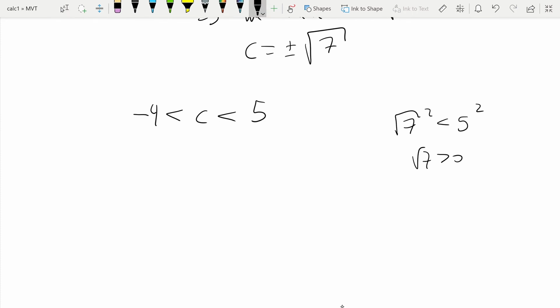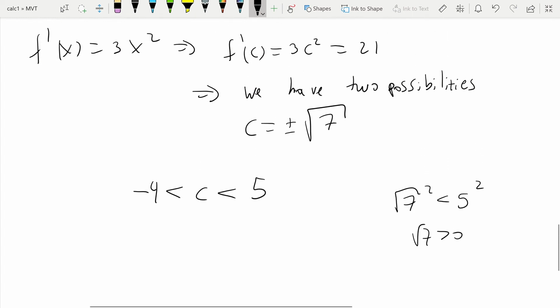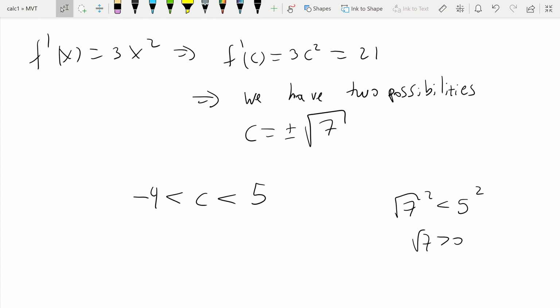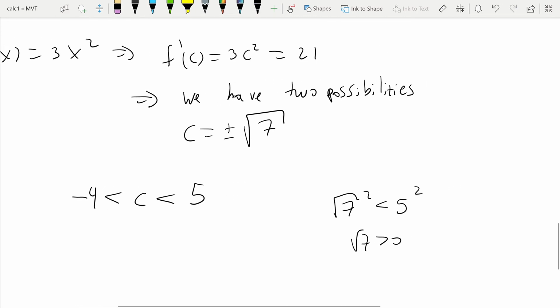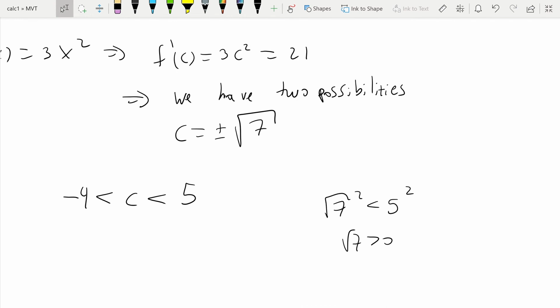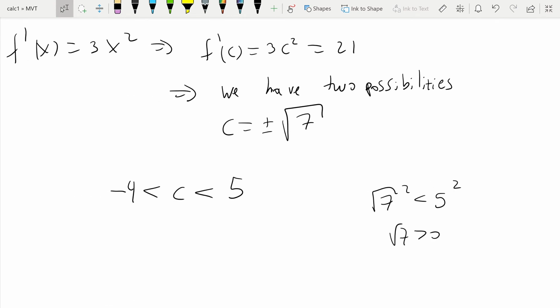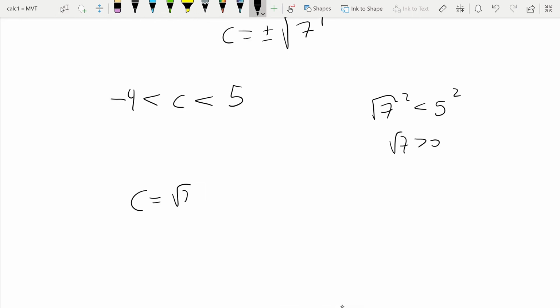The square root of 7 just squared gives you 7. Well, 5 squared gives you 25. So that means that what's inside the square root of 7, which is 7, is smaller than 25. We already have for free that it is greater than 0. The same thing applies if we look at minus 4. Minus 4 squared would be 16, and that would be greater than 7. So c equals plus or minus square root of 7 will do, no matter which one you pick.